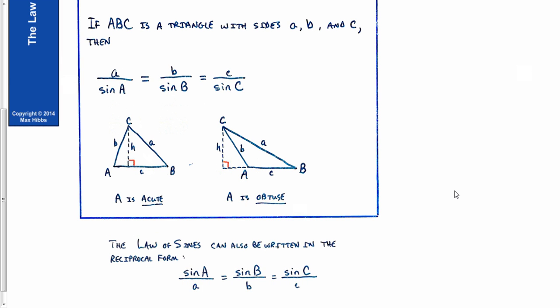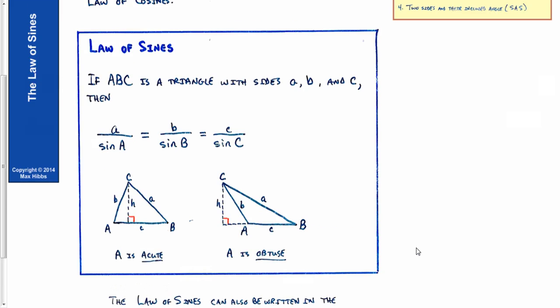Now, the law of sines can also be written in this reciprocal notation. We usually use the notation up here if we're trying to find a side. We usually use the notation down here if we're trying to find an angle. It just takes fewer steps, if you will. But these two are equivalent in terms of being able to use them in the situation we're concerned about.